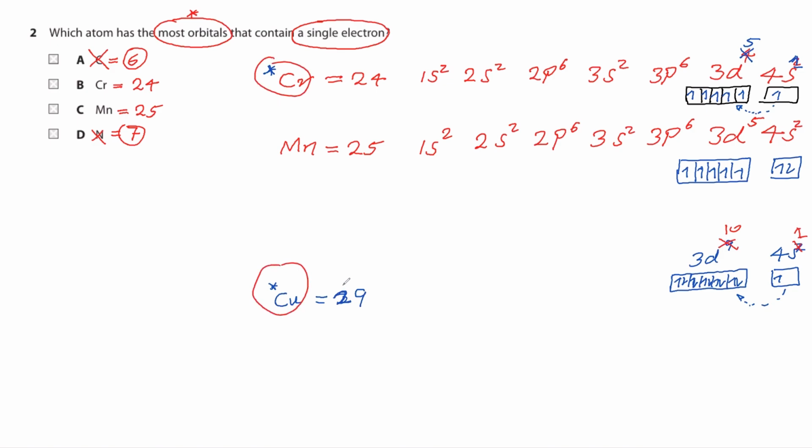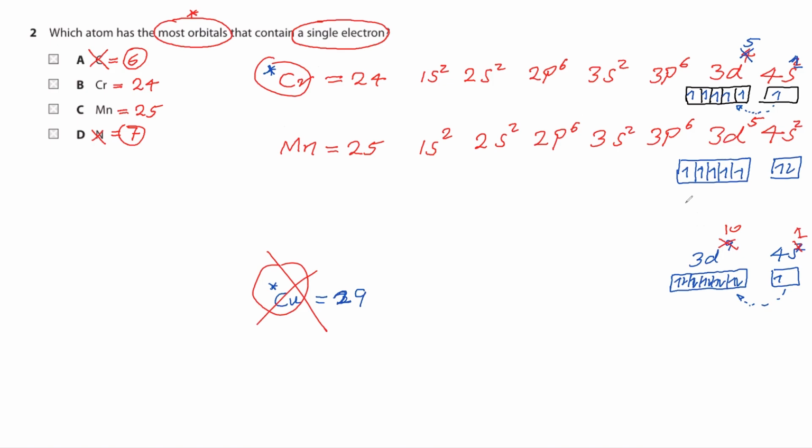They will rearrange the electron configuration for the greatest stability of their 3d subshell. Now let's read the question. Now we don't need copper. Now we have looked at chromium and manganese. It says which atom has the most orbitals that contain a single electron. Highest number of orbitals which have a single electron.